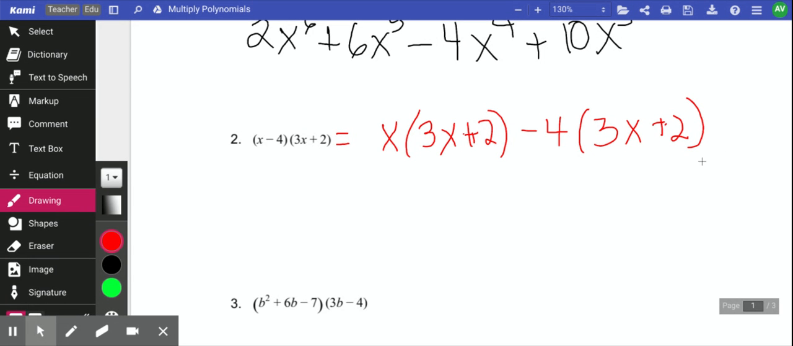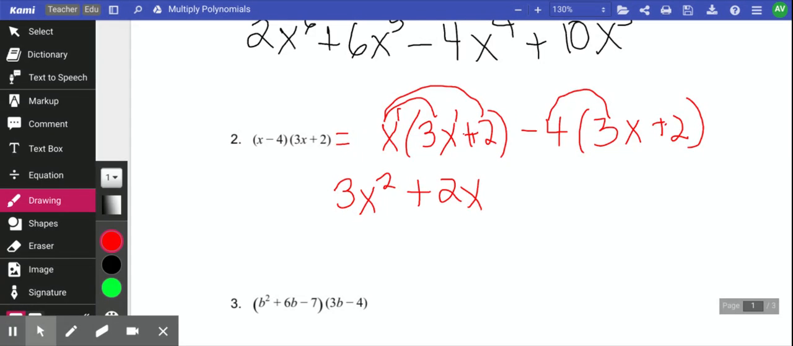Some people just visualize it better if it's written out like this using something like the distributive property. All right, so x times 3x is 3x squared, because again, I'm adding those exponents. This is a 1 here and a 1 here. x times 2 is positive 2x. Negative 4 times 3x is negative 12x. Negative 4 times 2 is minus 8.